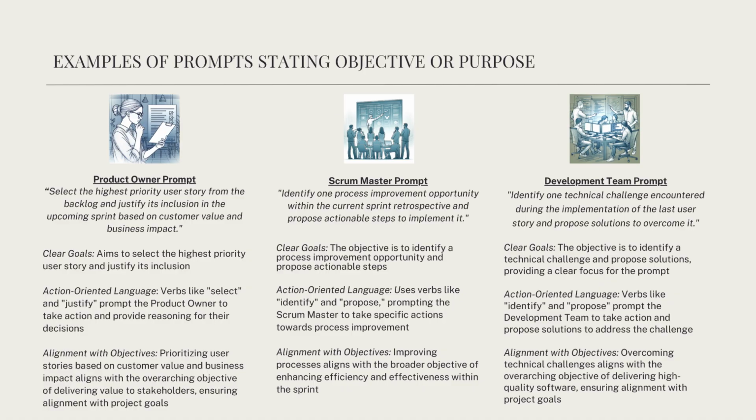For a product owner, a purposeful prompt is, select the highest priority user story from the backlog and justify its inclusion. The verbs select and justify tell the AI exactly what to do. For a development team, it's identify one technical challenge and propose solutions to overcome it. The objectives are crystal clear: identify and propose. This isn't just about getting information, it's about getting a specific type of output, a decision with a rationale or a problem with a solution. That's the power of stating your objective clearly.